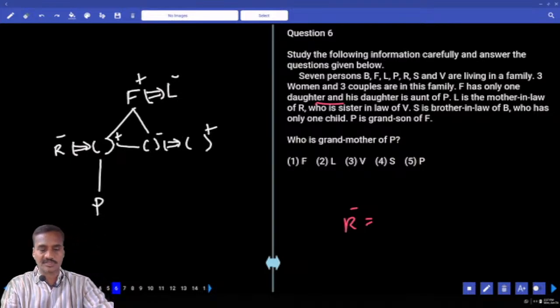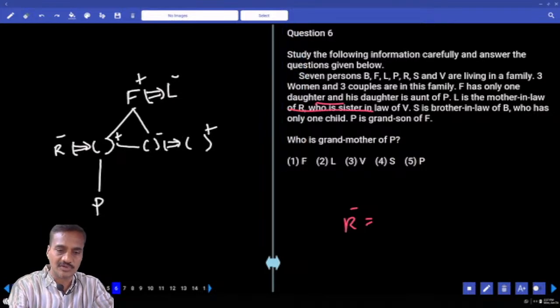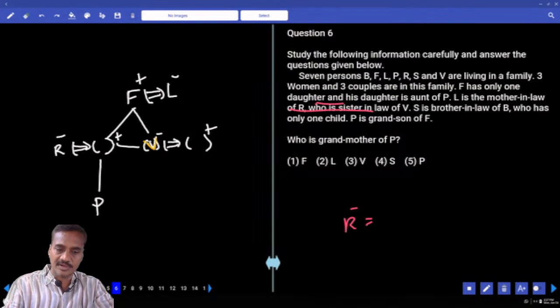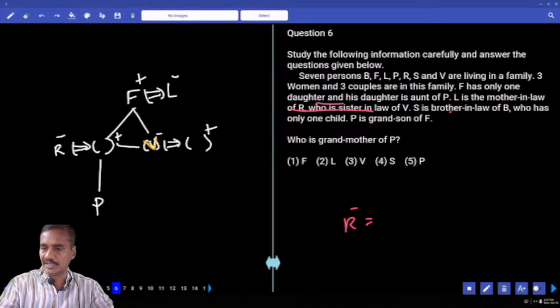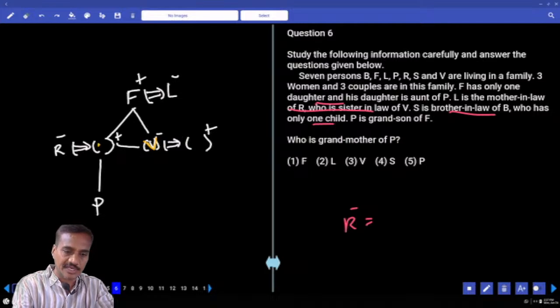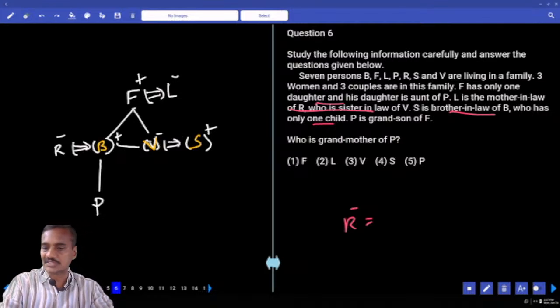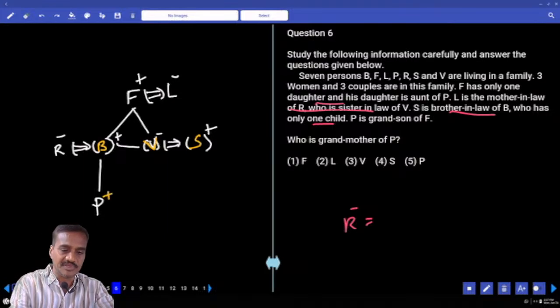And R is here. R is a female. L is the mother-in-law of R, who is the sister-in-law of V. Hence, V must be here. Got this? Now, V is the daughter. And V is here. Then S is the brother-in-law of B. S is the brother of B, who has only 1 child. As B is having 1 child, B is here, S is here. 1, 2, 3, 4, 5, 6, 7. And P is the grandson of F, P is a male.